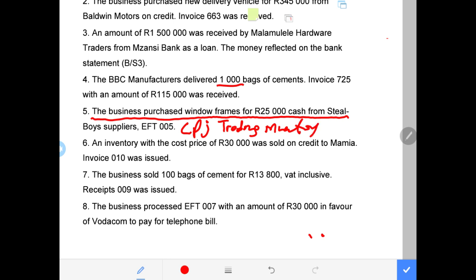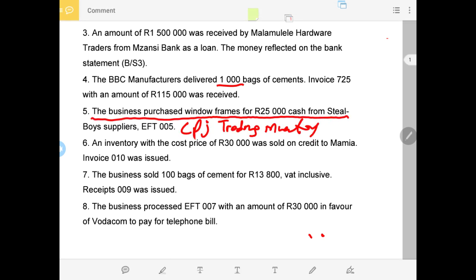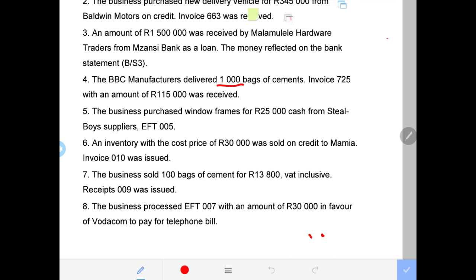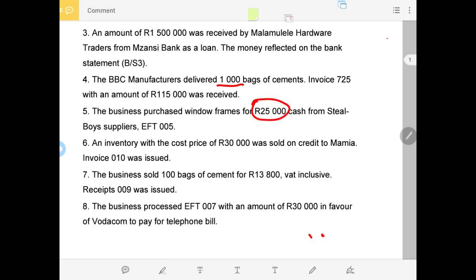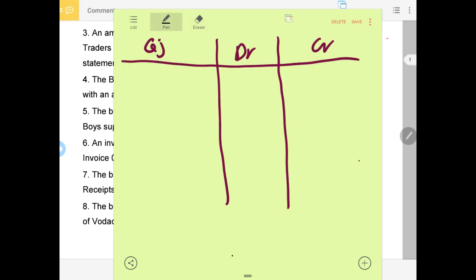Remember, we are a hardware company, building a hardware company. So the window frames are part and parcel of our trading stock. How much did we pay for them? 25,000 rands. Now let's go to our general journal once again.